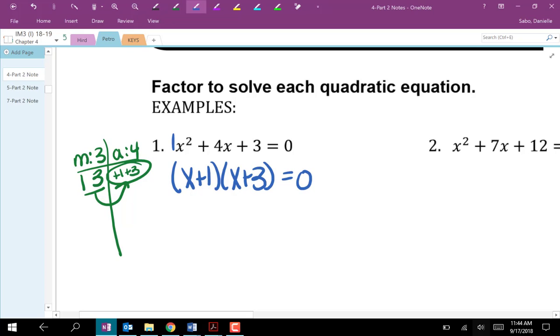And then look, we're almost there. Okay, so this was actually not that difficult. So now we have to set this one equal to 0, x plus 1 equals 0, and this one.